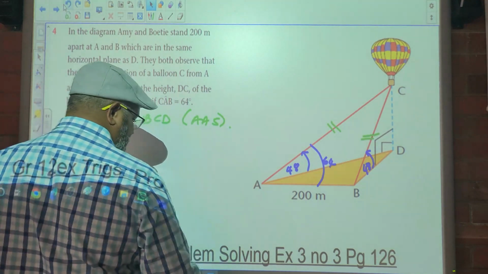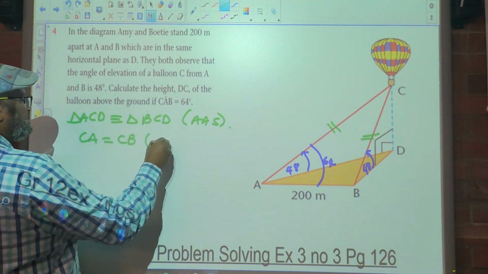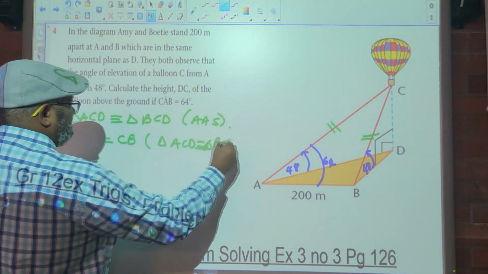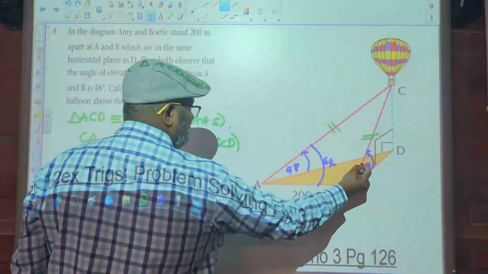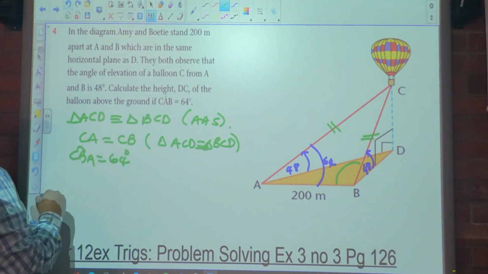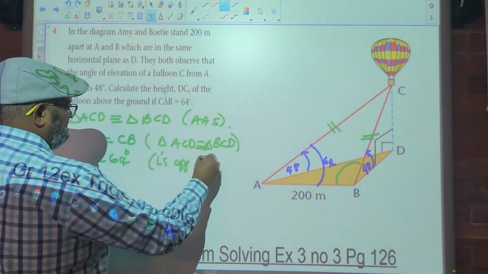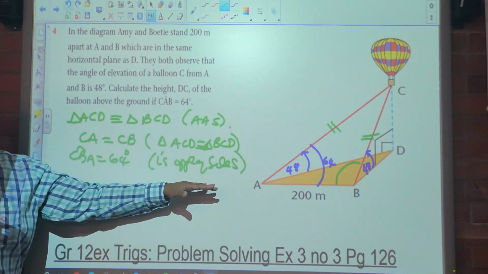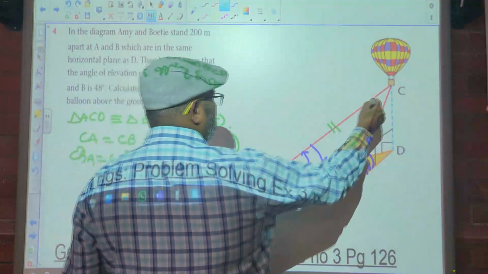So what do we say, people? We say that CA is equal to CB. Why? Because triangle ACD is congruent to triangle BCD. You don't have to write the reasoning. Okay? So now, you see this is 64. So this was the size of CBA. It's also 64 degrees. Why? Angles opposite equal sides. People, again, we don't have to say the reason here. It's not Euclidean geometry. That is 64 there.